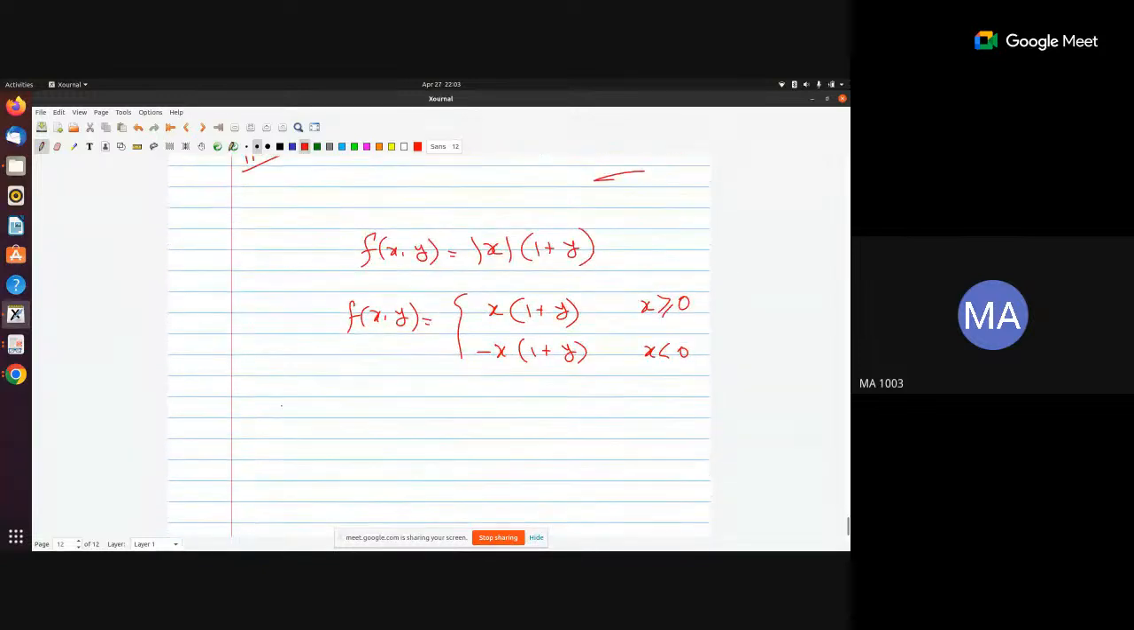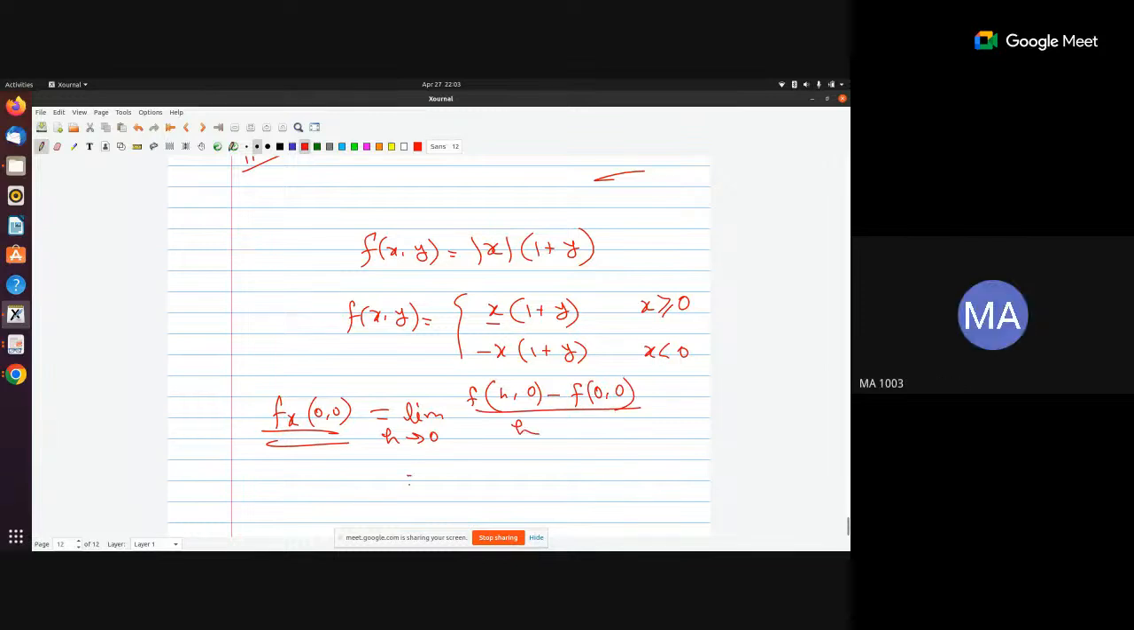Now, if I wanted to calculate fx, you need to check whether fx exists or not at 0, 0. So you should go by the definition. You cannot directly just calculate, this is x, so y is constant, fx is 1. That is not true here because you need to go by the definition.